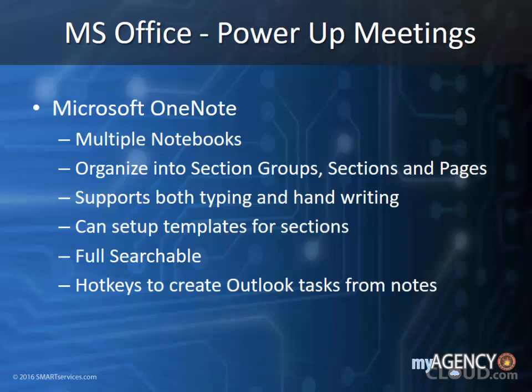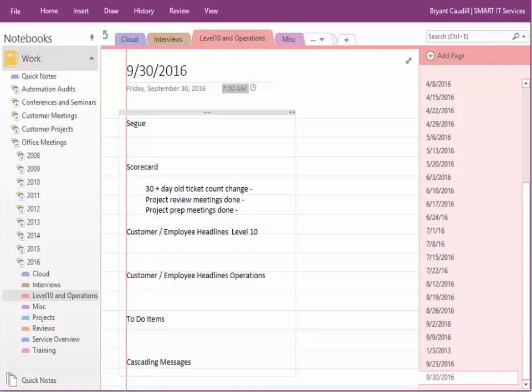A neat program to power up your meetings and make you more productive in your meetings: Microsoft OneNote. For anybody in our cloud, that's part of your solution. It's part of Microsoft Office Standard. And you can set it up and organize yourself almost like a digital filing cabinet, where you can set up multiple notebooks, organize them into sections. It supports both handwriting and typing. You can make templates, it's fully searchable, and even have hotkeys to add your notes right into Outlook as tasks.